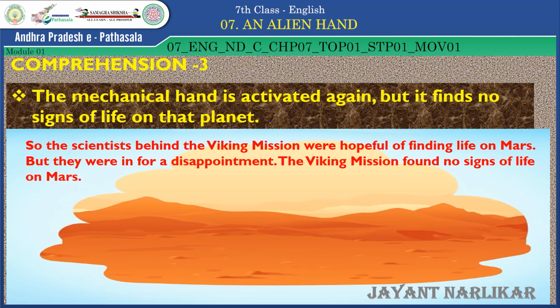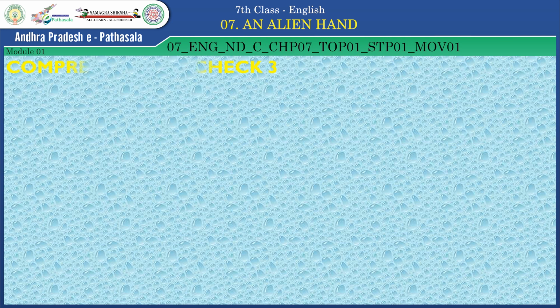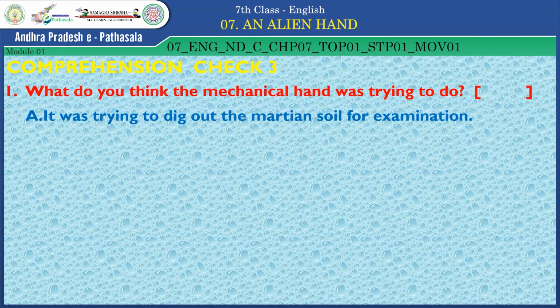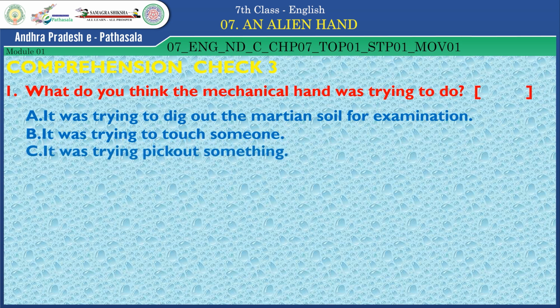Children, now let's check our understanding of comprehension 3 through following some questions. Comprehension check 3. Question number 1. What do you think the mechanical hand was trying to do? Option A. It was trying to dig out the Martian soil for examination. Option B. It was trying to touch someone. Option C. It was trying to pick out something. Which one is the correct answer? Yes, you are right. The answer is option A.